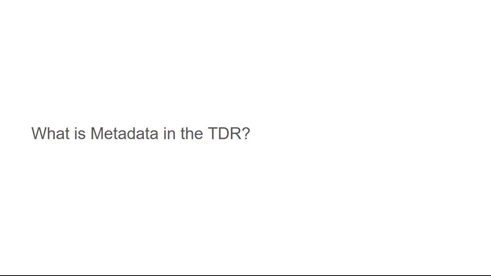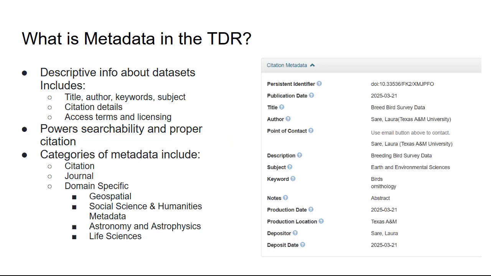First, let's talk about what metadata is and what kind of information is captured as metadata in the TDR. Metadata is simply information that describes your dataset. It provides important context that helps other researchers understand, find, and reuse your work. When you add a dataset to the TDR, the first step is to upload your files and describe them with metadata. This includes things like title, author, keywords, subjects, citation details, access conditions, and licensing terms.